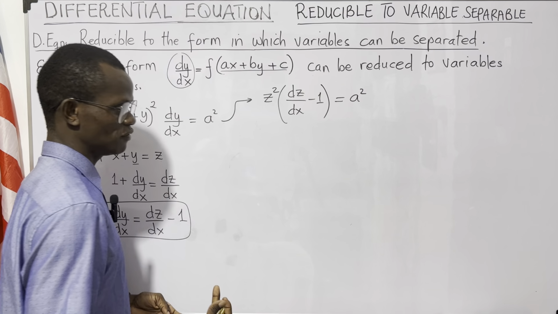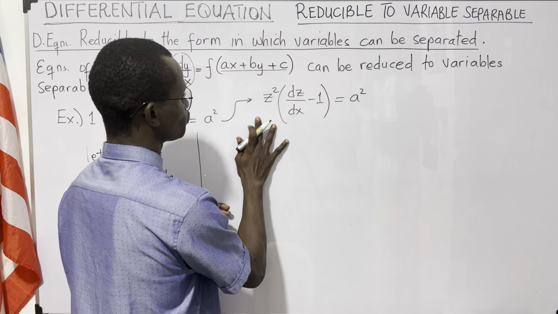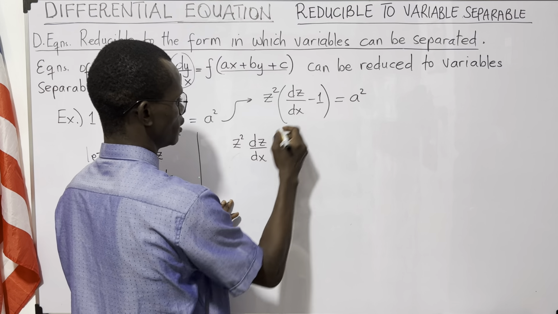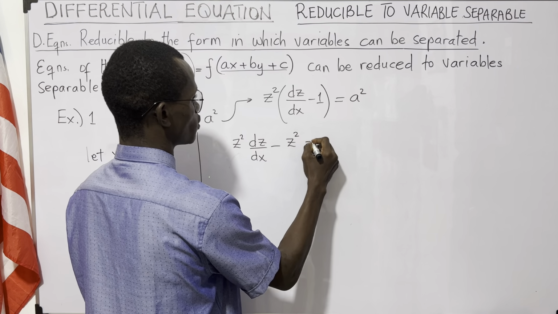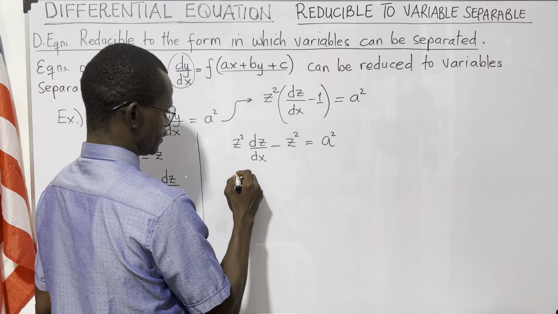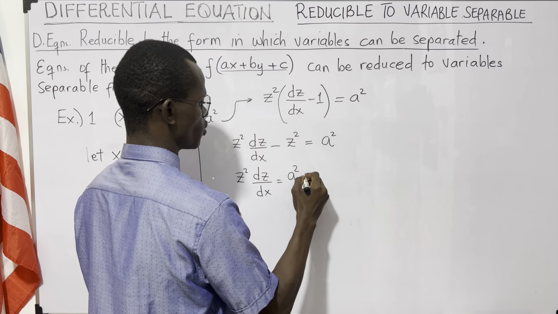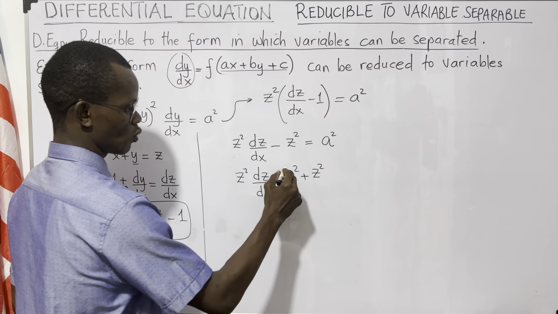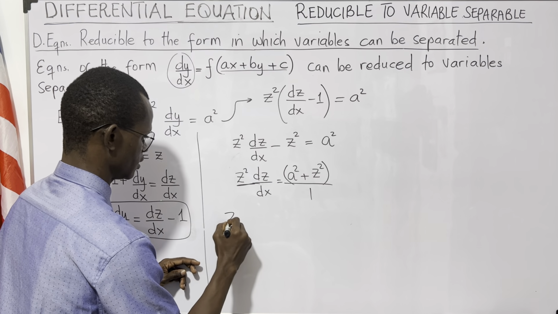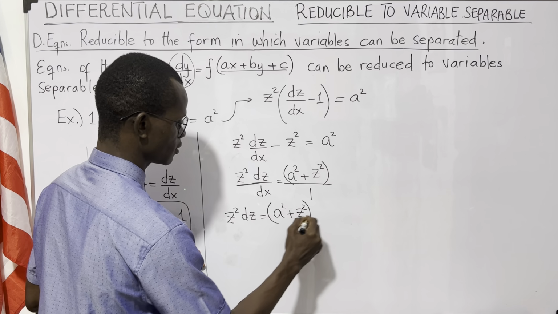Now our objective is to separate the variables so that we can integrate both sides and find a general solution. So we multiply, right? We have z squared dz by dx minus z squared, all equals a squared. Now we can have z squared dz over dx equals a squared plus z squared. So what do we do? We cross multiply: dx times this and 1 times this. So it's z squared dz equals a squared plus z squared times dx.